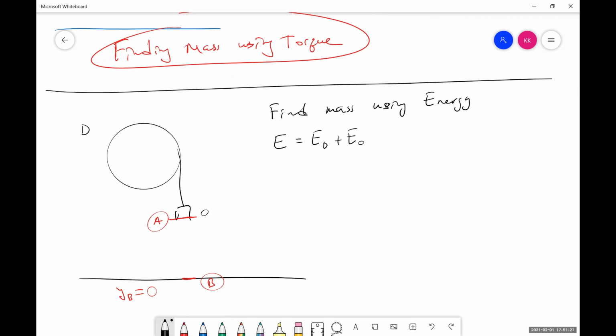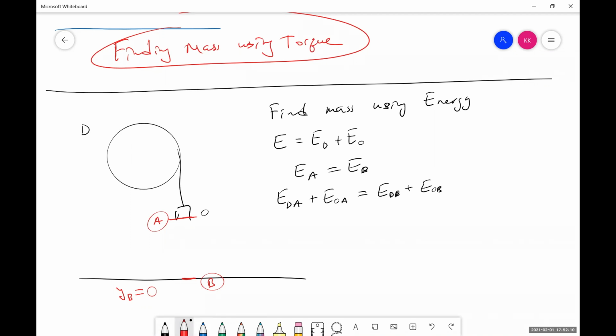If the energy is conserved, then energy at point A is equal to energy at point B. Energy at point A is the energy of the disk at point A plus the energy of the object at point A, and this is equal to the energy of the disk at point B plus the energy of the object at point B. Then I look at what types of energies I have.